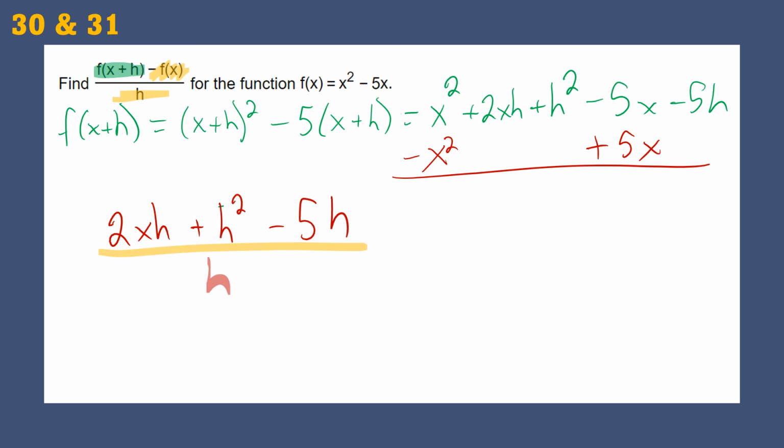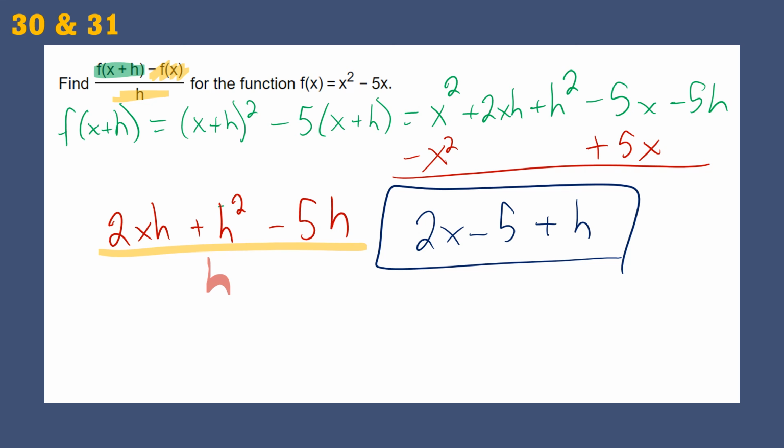Another way to say that is to divide each term by h. And so what I'd end up with, if I did that, there's an h that cancels out of each term, and so I have 2x minus 5 plus h. And that's my final answer.